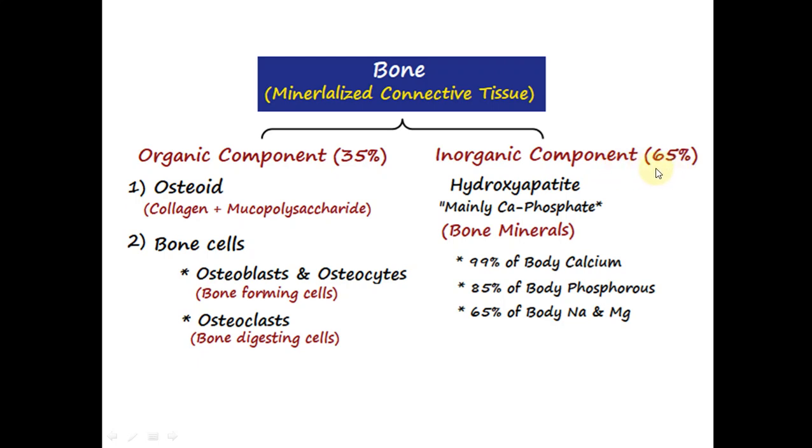this is the mineralized part of the bone structure, and it mainly consists of hydroxyapatite. And hydroxyapatite is the structure which mainly contains calcium and phosphate. In addition to calcium and phosphate as bone minerals, we know that 95 to 99% of the total body calcium is stored in the bones, while 85% of the total body phosphorus or phosphate is stored in the bones. Additionally, 65% of the body sodium and magnesium are also stored in the bones.